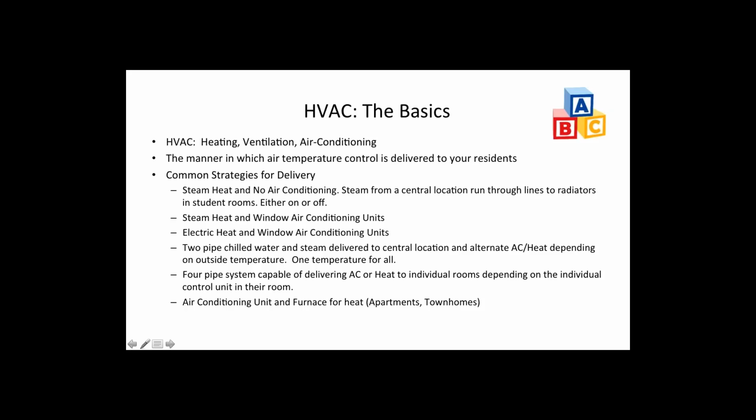The 4-pipe system was what we're installing in our new building, and it's great because we're going to be able to control that temperature a lot better. And so you can have an air conditioning unit and furnace, so that's another one. In our apartments, we have AC units on the roof, and then we have furnaces in the units, and they work together. That's what you're going to find in a lot of houses, like houses that you live in in the community.